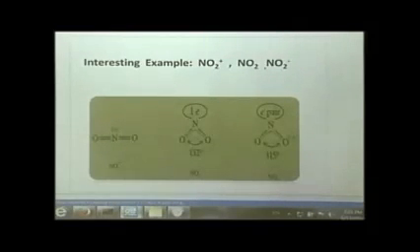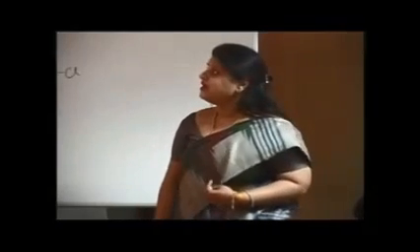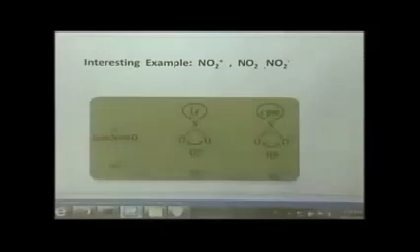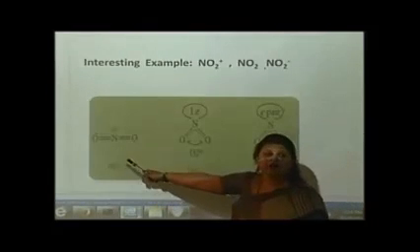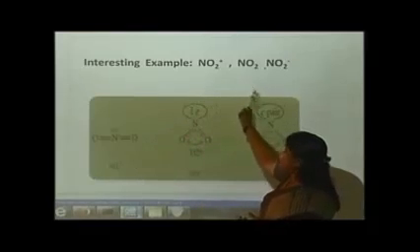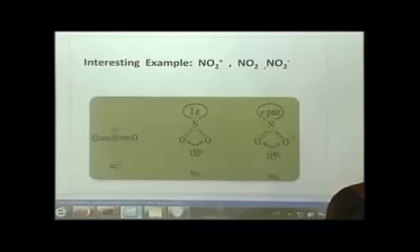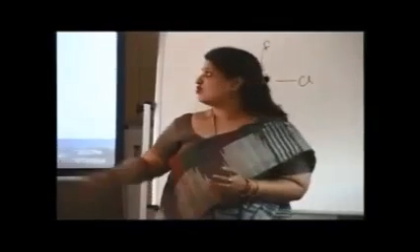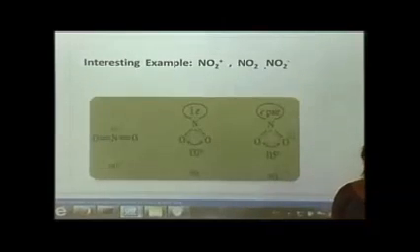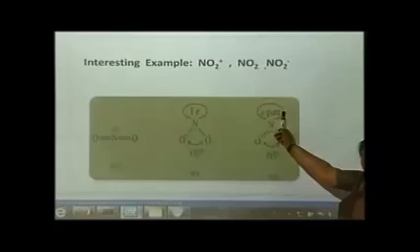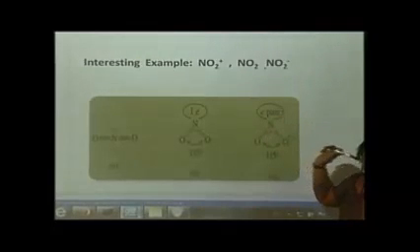Okay, this is a very interesting example. Again, a very, very important example. NO2 plus, NO2 and NO2 minus. In the first species, NO2 plus, it is a linear molecule. NO2, as we discussed when talking about the exceptions to the octet rule, is an odd electron species. It has an odd electron on the nitrogen atom, 1 electron. Then NO2 minus, instead of 1 electron, has 2 electrons, that is a lone pair.